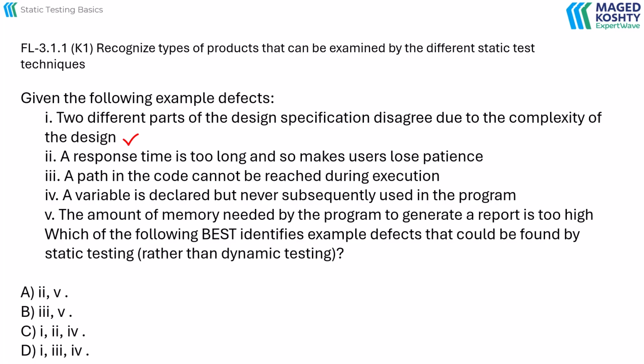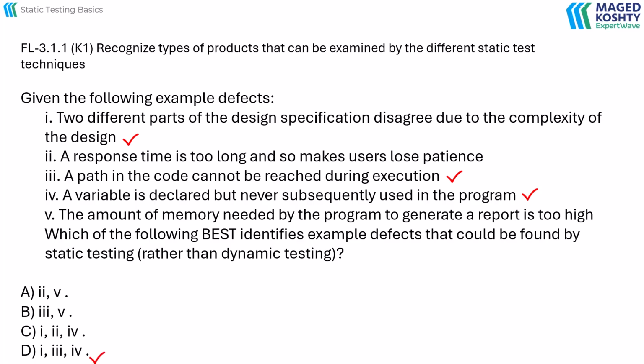3. A path in the code cannot be reached during execution. Similar to the previous question, this is a static testing defect. 4. A variable is declared but never subsequently used in the program. This can be detected using static testing, review, or static analysis. 5. The amount of memory needed by the program to generate a report is too high. We need to run the program to measure how much memory it needs. So this is a dynamic testing defect. So the static testing defects are 1, 3, and 4. The correct answer is D.